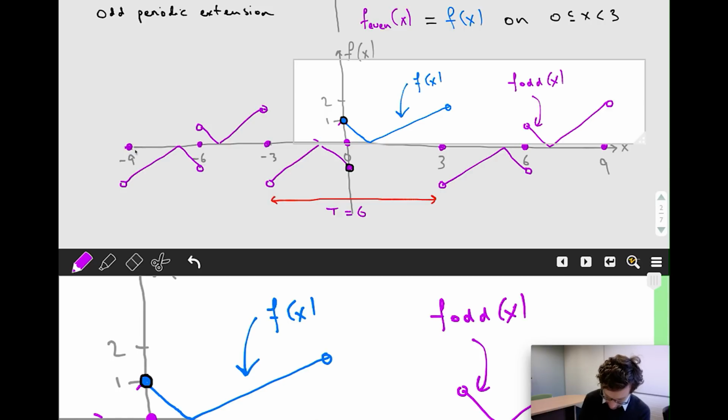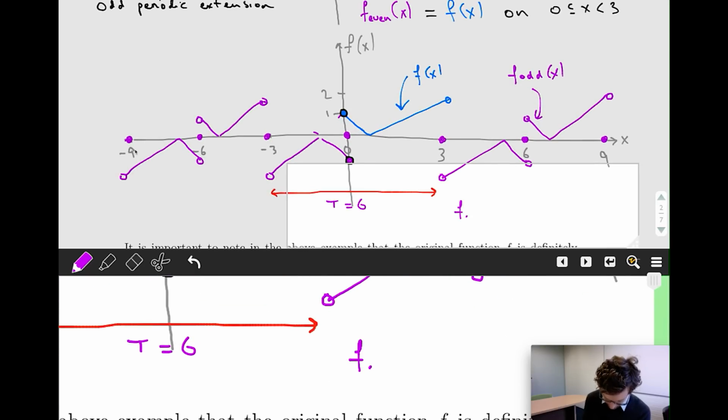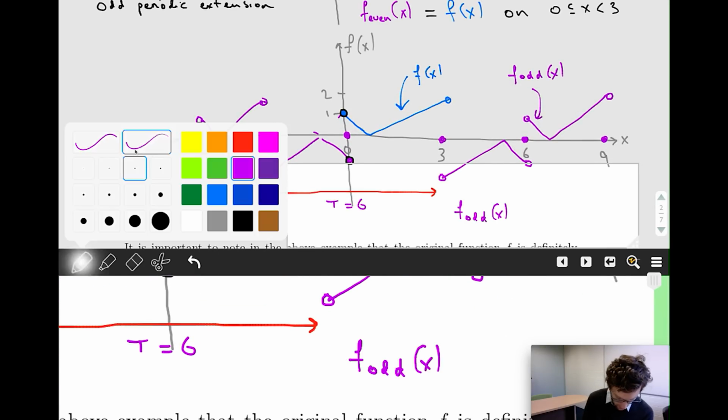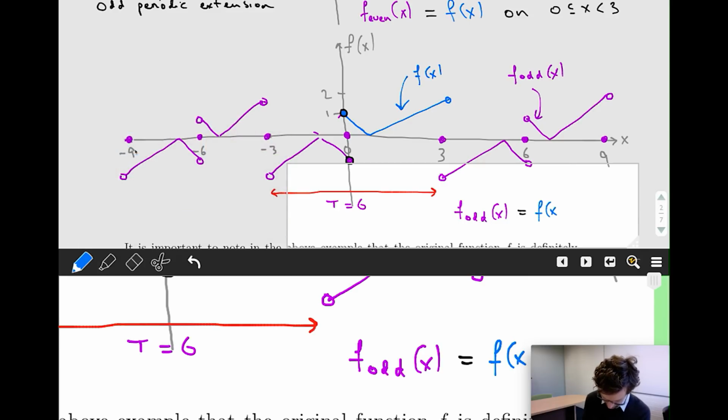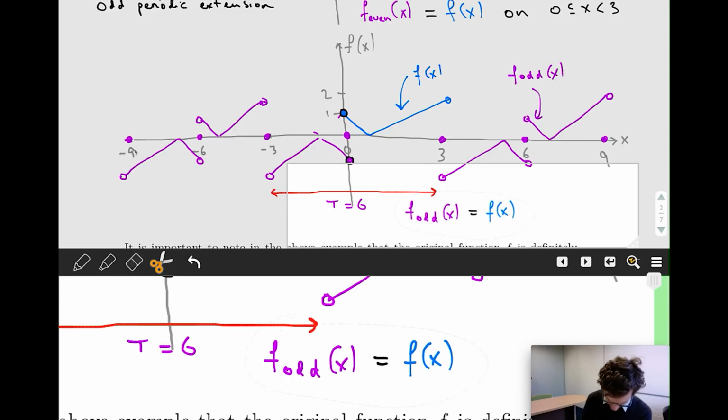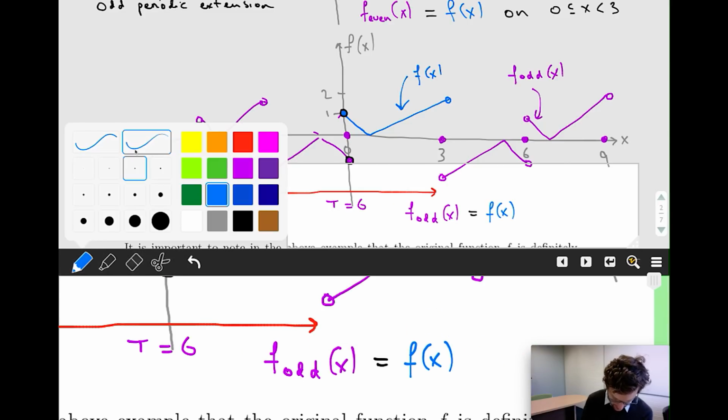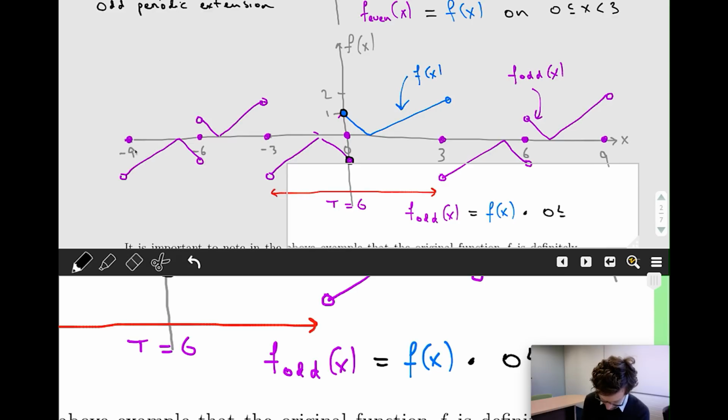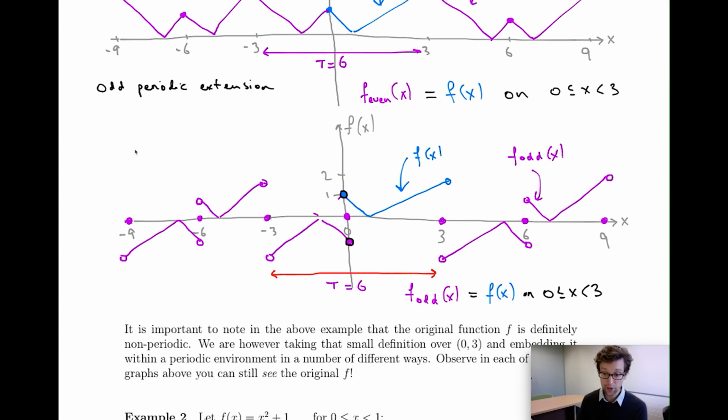And once again, f odd and f even exactly match each other on the original interval. F odd and f of x, excuse me, exactly match each other on x between 0 and 3. So once again, I can use Fourier series analysis on f odd to find the Fourier components. The resulting Fourier series will be the same as f of x on the original interval because f odd is the same as f of x on my original interval.